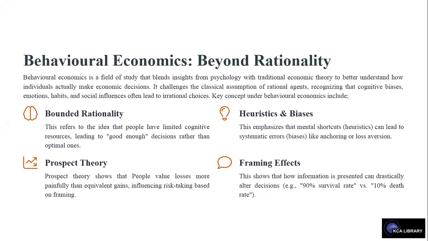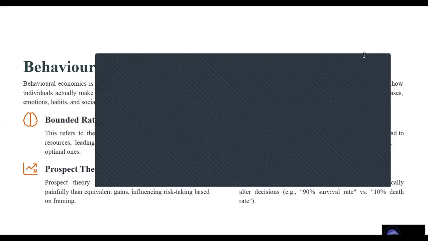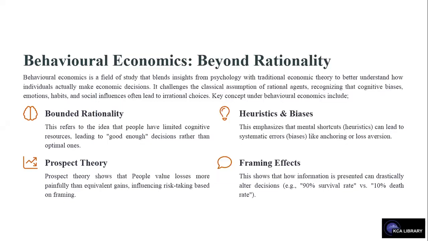For heuristics and biases, this emphasizes that mental shortcuts, that is, heuristics, can lead to systematic errors, which are biases like anchoring or loss aversion. And lastly, the framing effect. This shows that how information is presented can drastically alter decisions. That is, a 90% survival rate versus a 10% death rate.